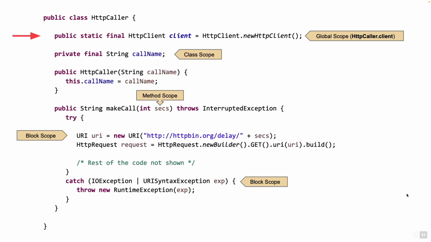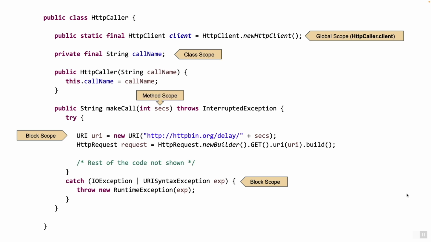Now the interesting variable is client. That's declared as public and static, which means it can be accessed from anywhere in the JVM by any thread, simply by using the syntax HTTPCaller.client. It's almost like a global variable.